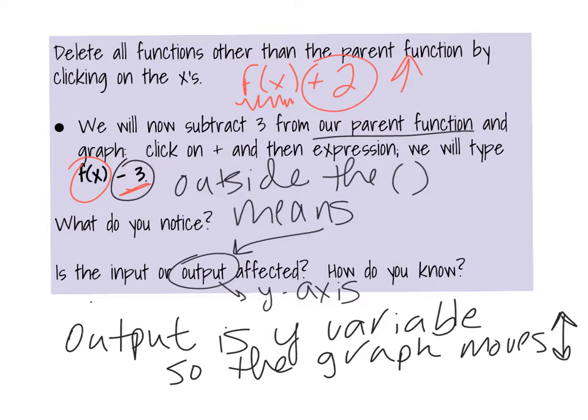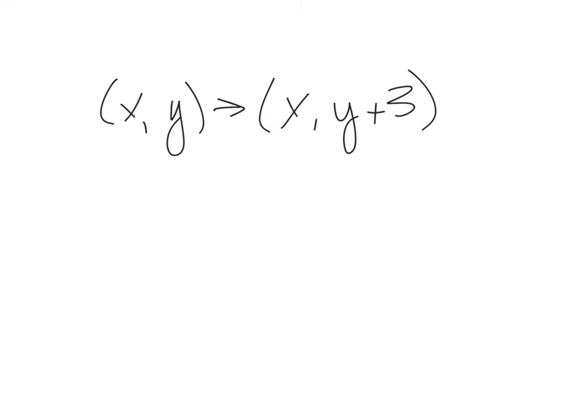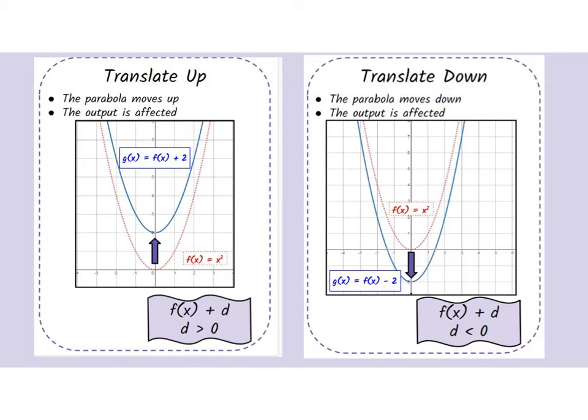All right, so I made these for you, and I will link all of these in one document as well. See what I mean? Change had a rule. This is what your translation up and down looked like last year. That would translate your figure up 3 because the y goes up and down. Same thing here. Little posters. I'm actually kind of excited about these. So to translate up, the parabola is going to move up because the output is affected.